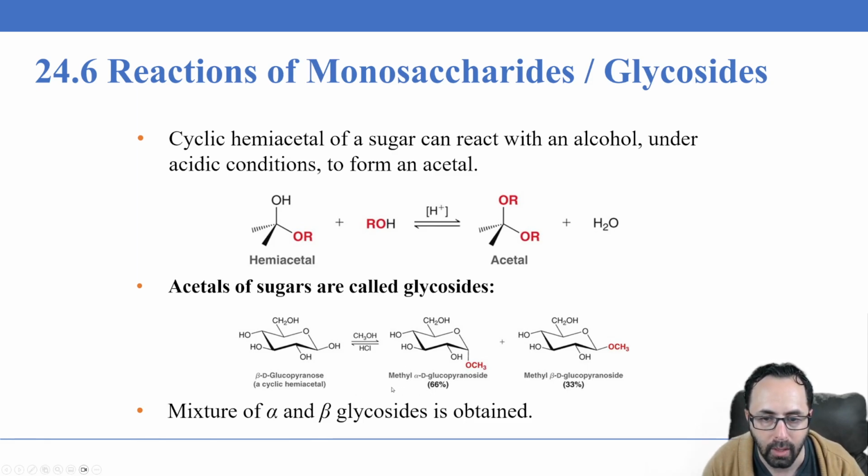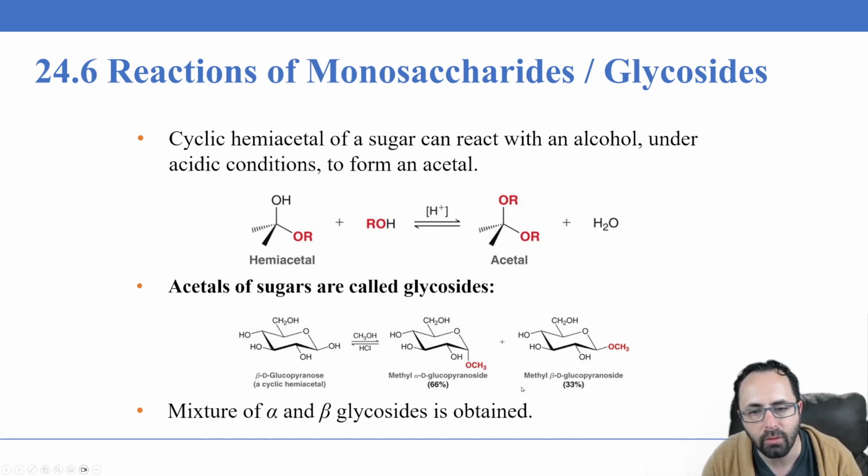So here, if we have a ring structure of this carbohydrate, this monosaccharide, this can react again with an alcohol in the presence of an acid, and we can produce an ether, not an ester. This ether can come in two forms. We can have it on the equatorial position or the axial position, and we'll get a mixture of these isomers.